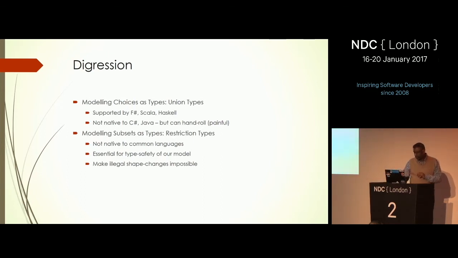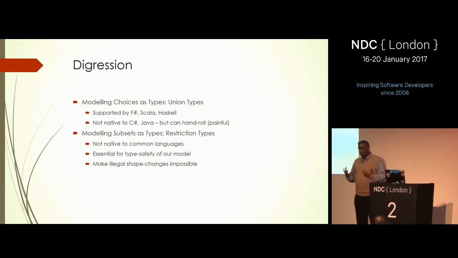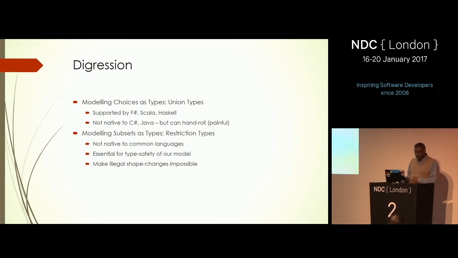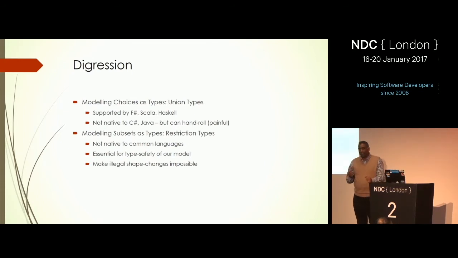Now, I happen to be a big fan of F#, and we have a way of modeling choices. So in the F# and the Haskell and the Scala world, there's a special kind of type that allows you to model choices. And those types are difficult to do in languages like C# and Java. You can do them. They take a lot of effort, and there's a lot of work that you need to put in place to make that work properly.